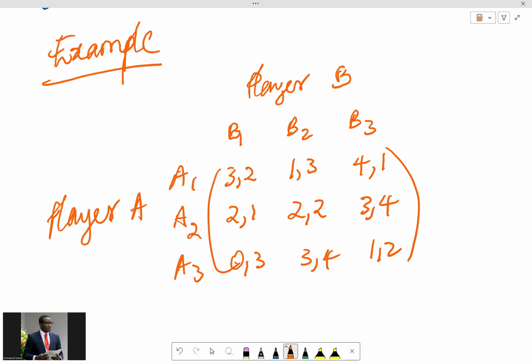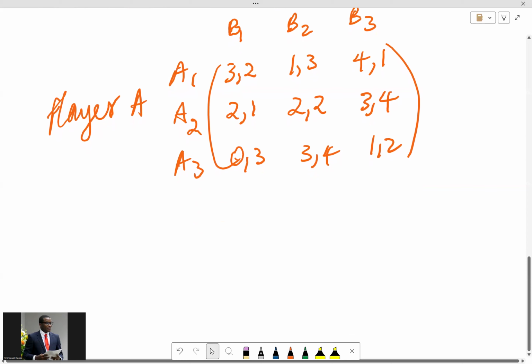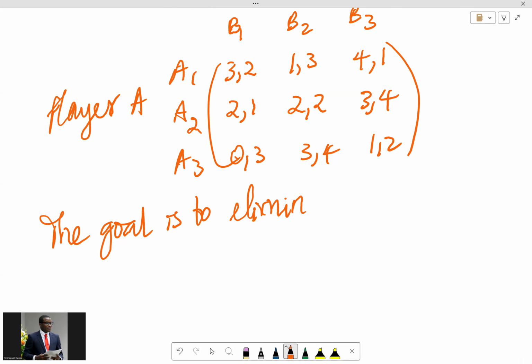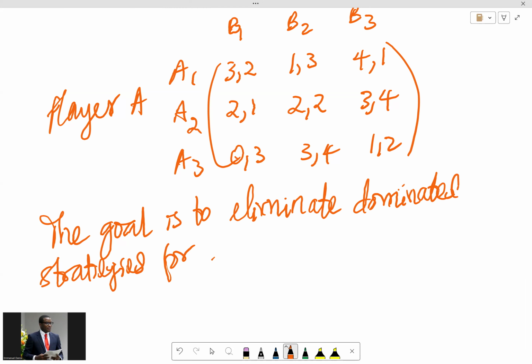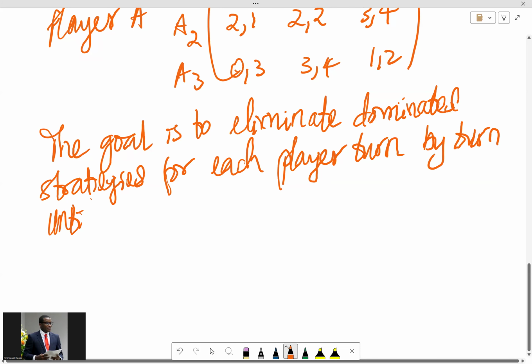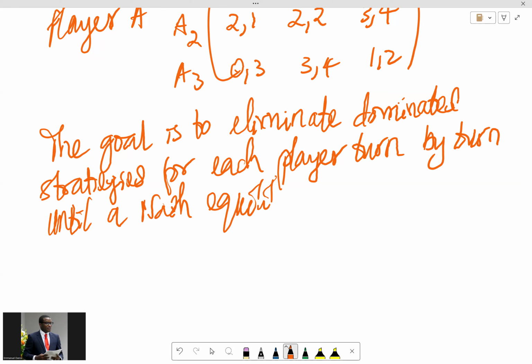So we want to solve this using the dominance solvability approach, and we want to be sequential about this. The goal is to eliminate dominated strategies for each player turn by turn until a Nash equilibrium is reached. Okay, that's our goal.